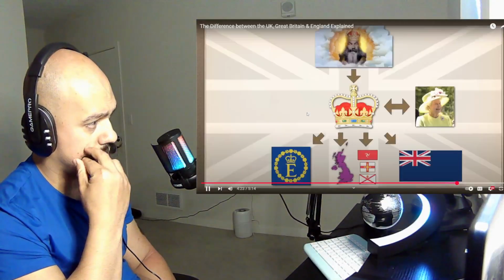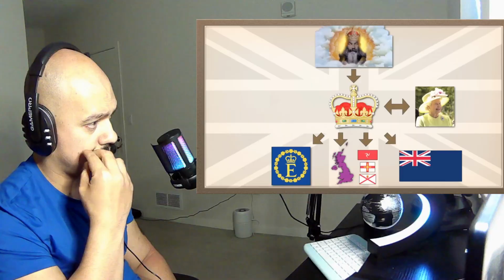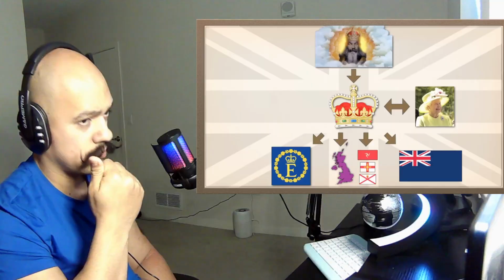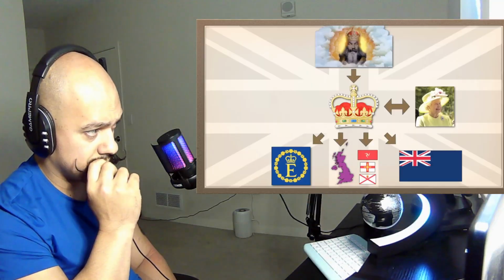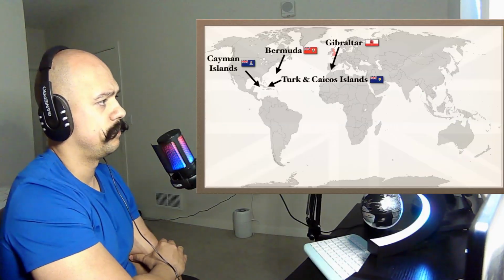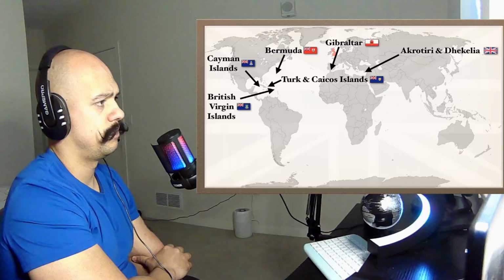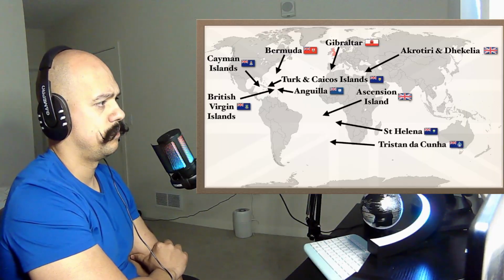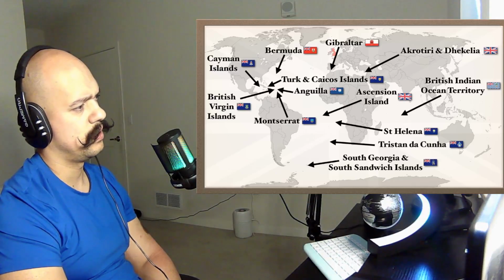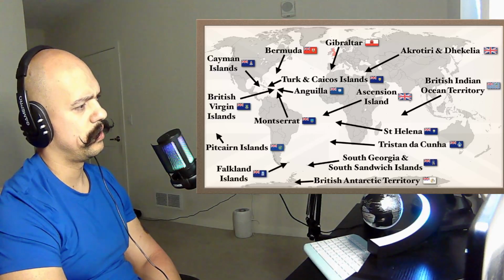Unlike the Commonwealth realm, they have not become independent nations and continue to rely on the United Kingdom for military and sometimes economic assistance. Like the Crown dependencies, everyone born within their borders is a British citizen. The Crown Colonies are, in decreasing order of population, Bermuda, the Cayman Islands, the Turks and Caicos Islands, Gibraltar, the British Virgin Islands, Akrotiri and Dhekelia, Anguilla, St. Helena, the Ascension Islands, Tristan da Cunha, Montserrat, the British Indian Ocean Territory, the South Georgia and South Sandwich Islands, the Falkland Islands, the British Antarctic Territory, and the Pitcairn Islands.